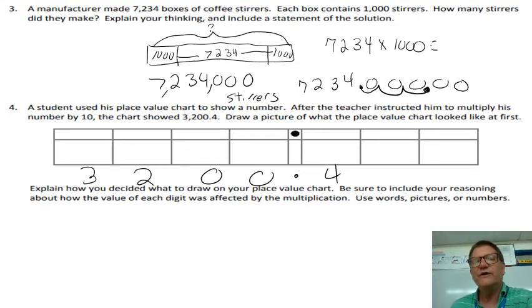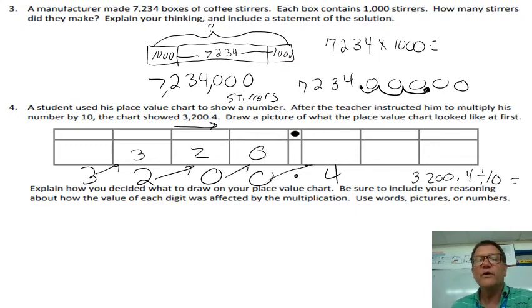So it says that he multiplied this by 10 to get this. So I know that in order to get where I was going, I would need to divide. So if I took 3200.4 and divided it by 10, I would get back to the original number. So I know if I divide by 10, it's going to get smaller, so my digits are going to be going this direction. And they're going to go 1 place value because they're divided by 10. So the 3 will go to here, the 2 will go to here, the 0 will go to here, this 0 would go to here, and the 4 goes to here. So that's what the original chart would have looked like.